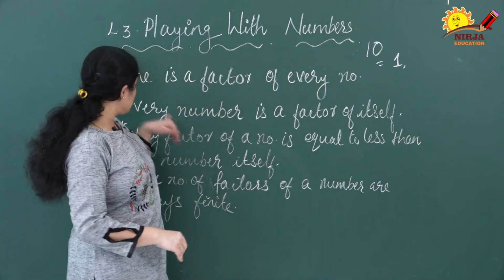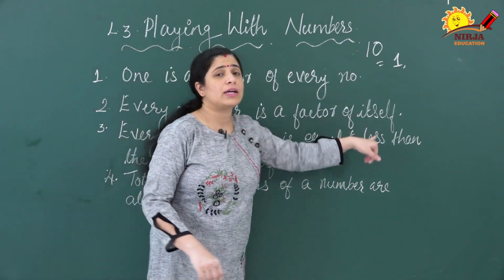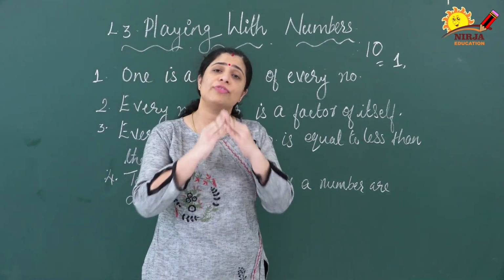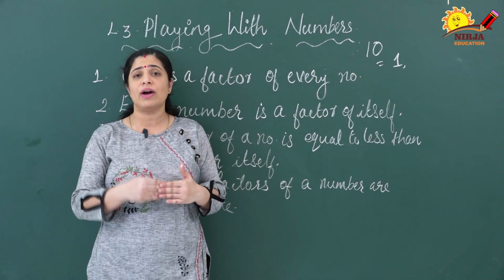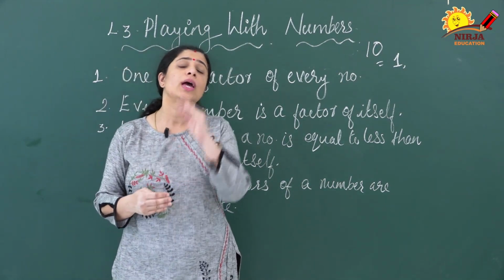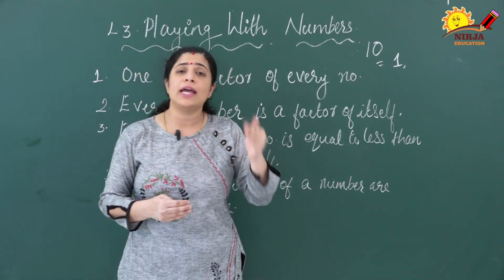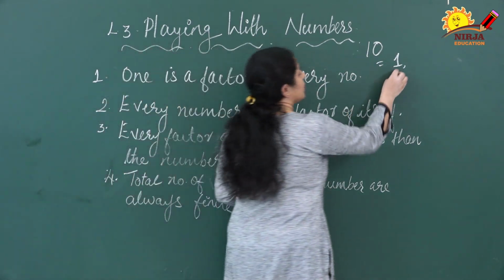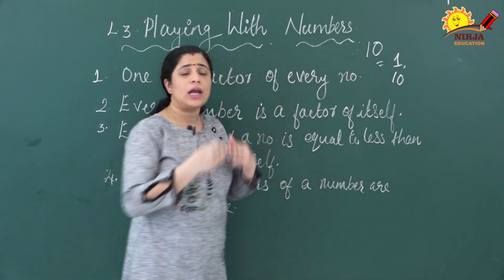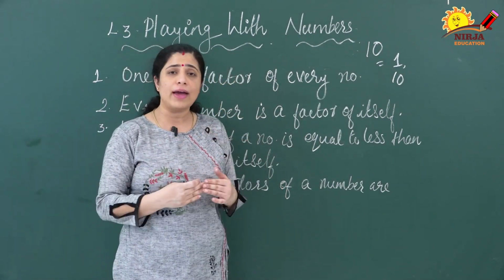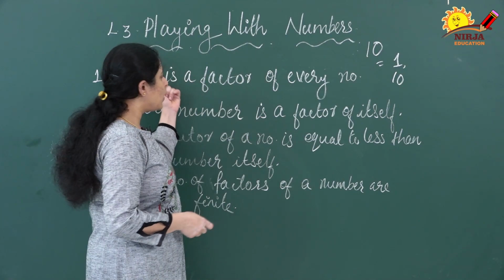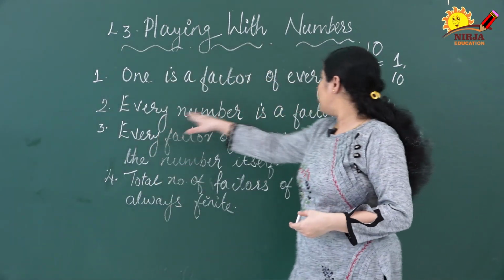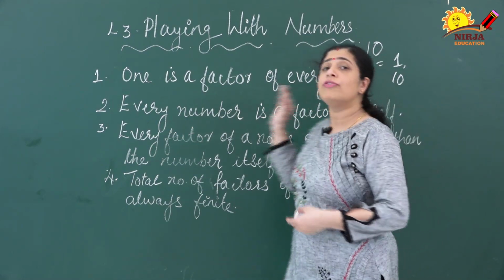What is the next one? Every number is a factor of itself. Suppose I am taking 10. 10 is a factor of itself, because when you divide 10 by 10, you will get 1. That means you can divide 10 by 10 exactly. That is why we take the number itself as a factor. So the first point was 1 is a factor of every number, and the second point is that every number is a factor of itself.